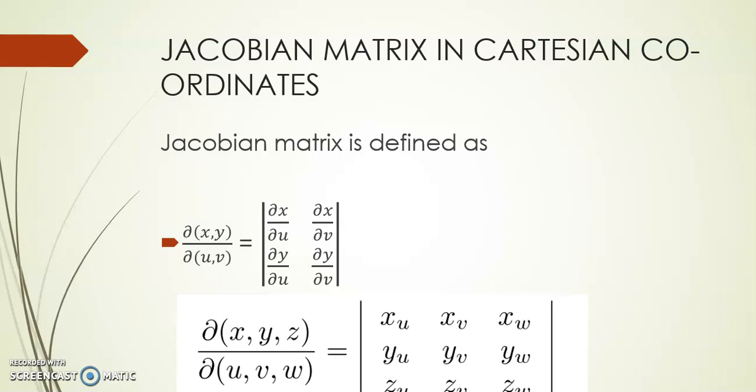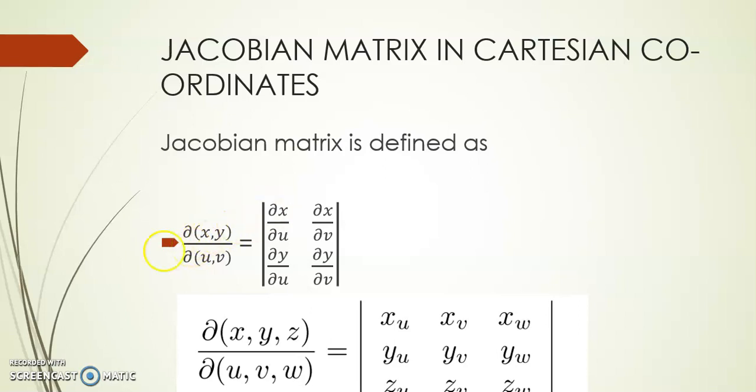So how do I define Jacobian matrix? We have two variables x, y and another two variables u, v. The Jacobian matrix can be defined for two variables over two variables or three variables over three variables. So this is how it is defined. We use partial derivatives here.